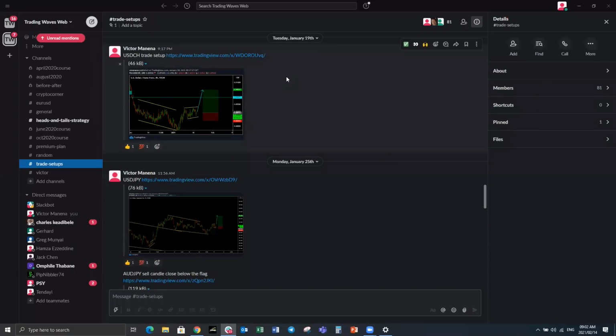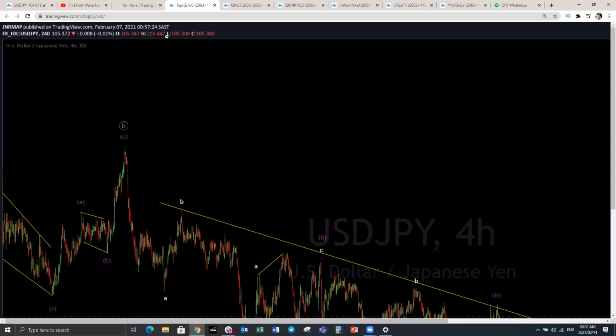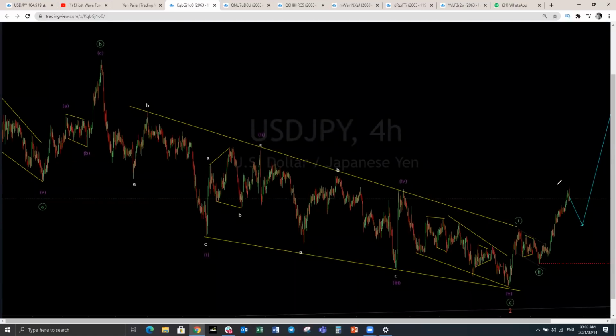Now, what do we have here? What is the forecast on US dollar yen? Let's have a look at it. This is the structure. So the chart was posted on the 7th, that was a week ago on our website. We expected this pullback that you see currently happening and the continuation to the upside.